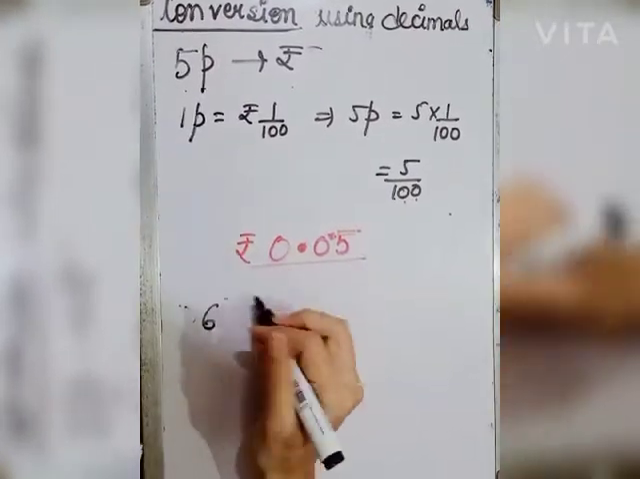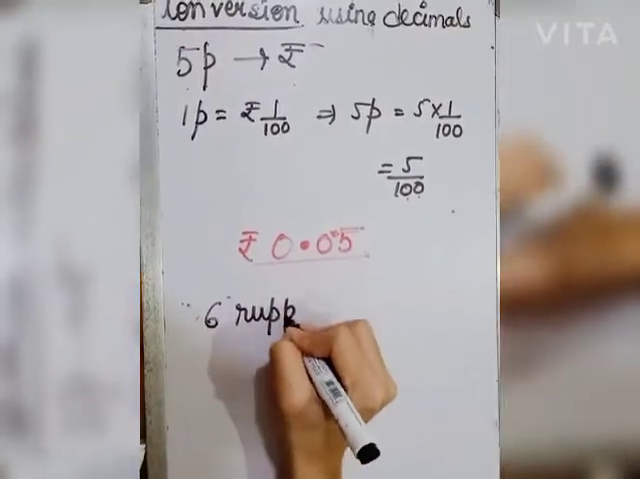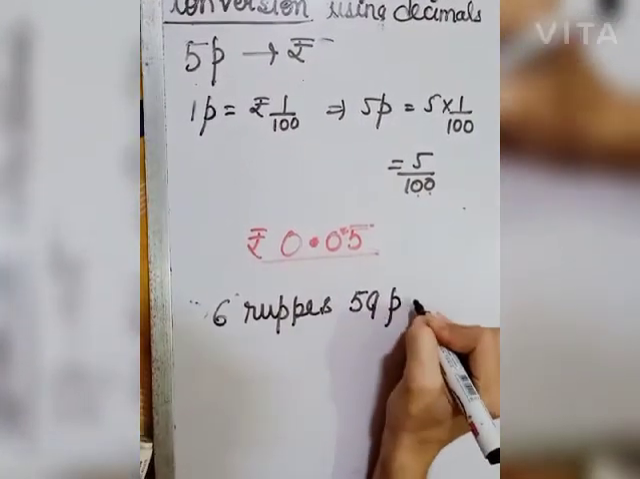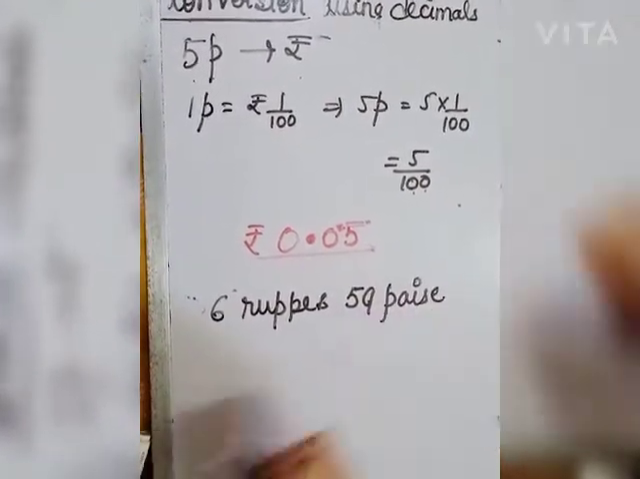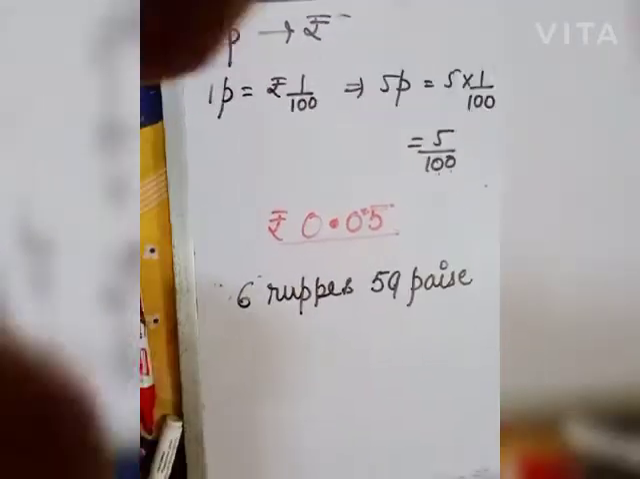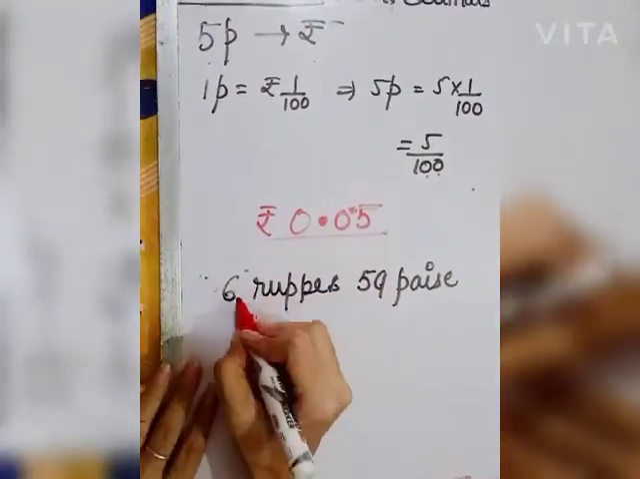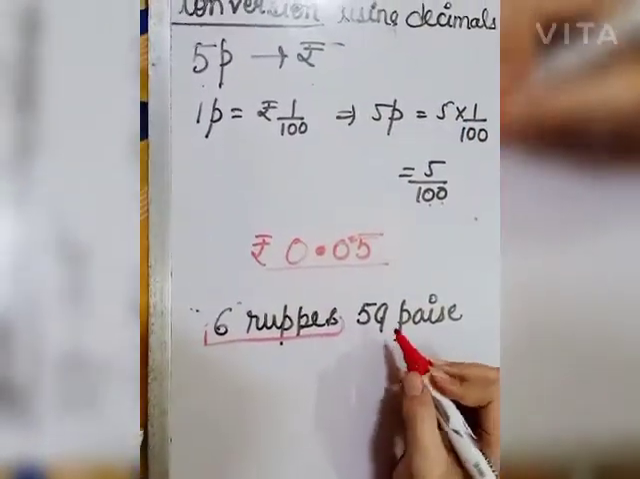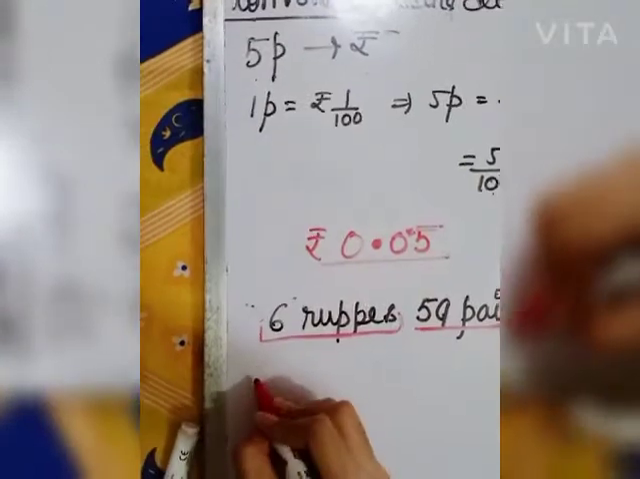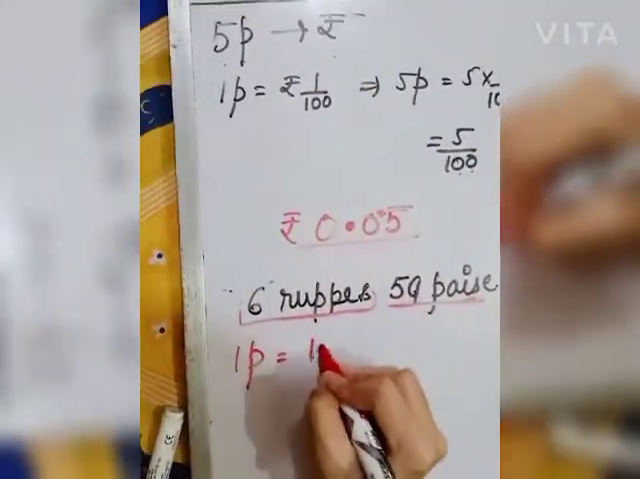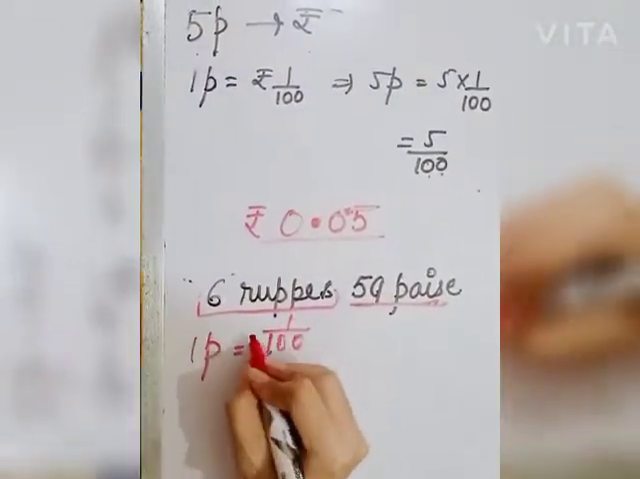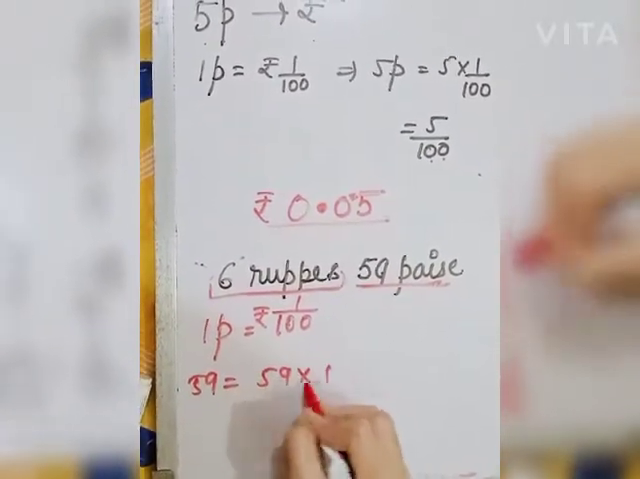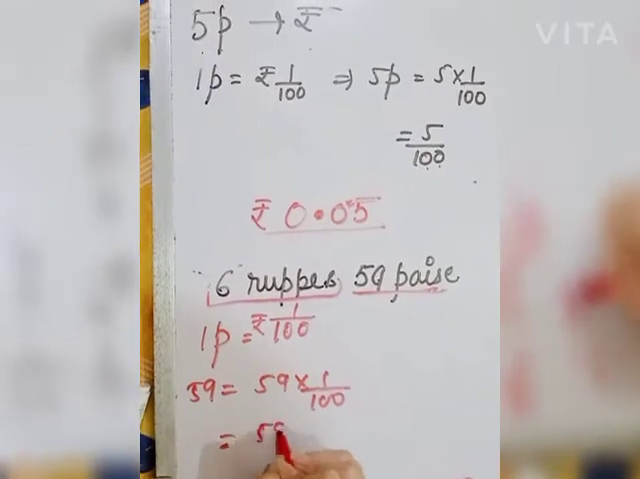Question is 6 rupees 59 paisa. You have to convert this into rupees. So see here, this 6 rupees is already in the rupees. You only have to convert 59 paisa. 1 paisa equals to 1/100 rupees. So 59 paisa will be 59 into 1/100. It will be 59/100.